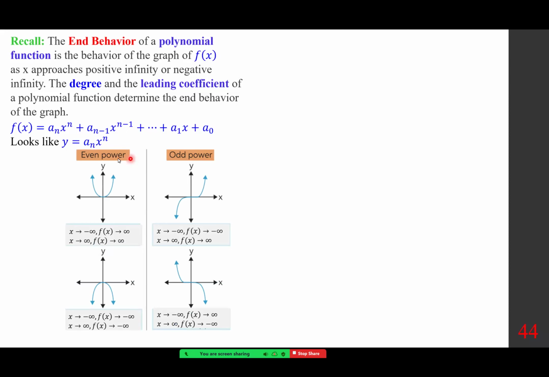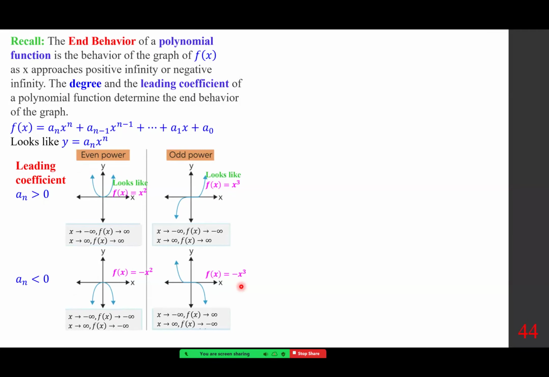If we have an even function or an odd function: for an even power, if the leading coefficient a sub n is positive, it looks like f of x equals x squared. If a sub n is negative, it looks like minus x squared. In the case of an odd power, the end behavior looks like f of x equals x cubed when the leading coefficient a sub n is positive, and when it's negative, it looks like minus x cubed.